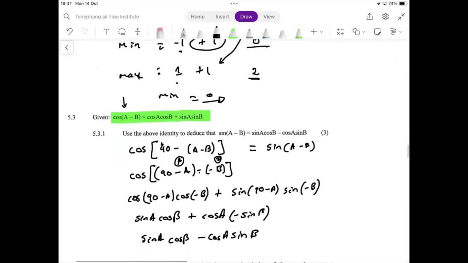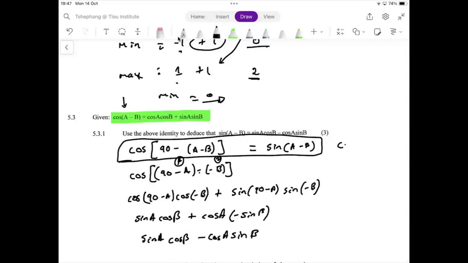Okay. Now, quickly relooking at 5.3.1. What we know is we can use our co-functions, right? So I simply said cos of 90 minus alpha minus beta, or a minus b, is equal to sine of a minus b. Look at this step here. That should make sense because we know that cos of 90 minus b is equal to sine of b, which is exactly what we did.